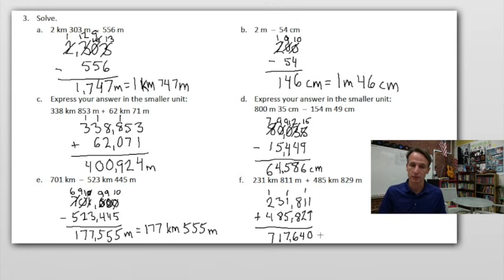717,640, and that's meters. So again, to put that into kilometers and meters, quite simple. 717 kilometers. And I'm making my K's look lowercase now. Aren't you proud of me? 640 meters is 640 meters.